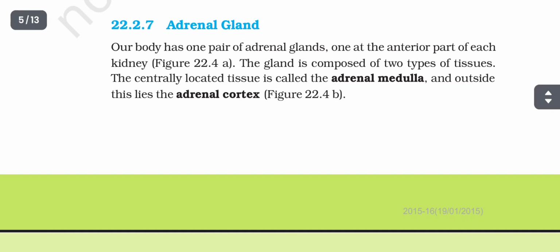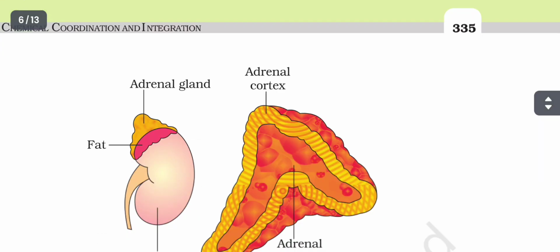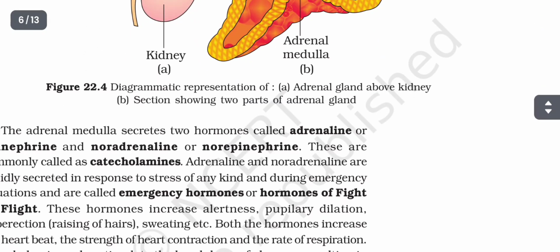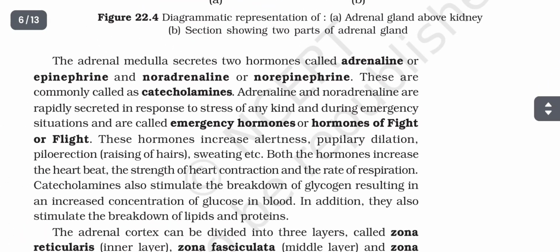Adrenal gland. Our body has one pair of adrenal glands, one at the anterior part of each kidney. The gland is composed of two types of tissue. The centrally located tissue is called the adrenal medulla, and outside this lies the adrenal cortex. The adrenal medulla secretes two hormones called adrenaline or epinephrine and norepinephrine or noradrenaline. These are commonly called catecholamines.